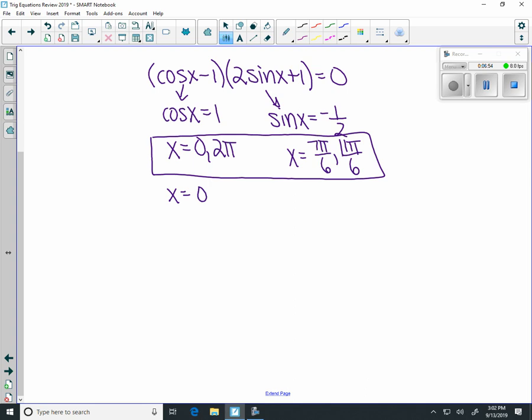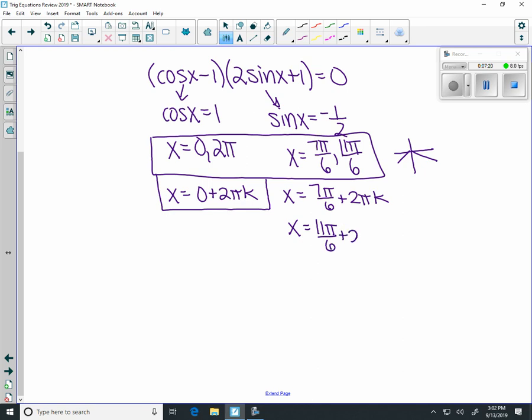We need 0 plus 2 pi k to get all of the coterminals for the cosine piece of the equation. 7 pi over 6 and 11 pi over 6 do not make a straight line with each other. They're in quadrants 3 and 4. So we would need separate equations for those to pick up all their coterminal angles. And now, you're done. That's fine.